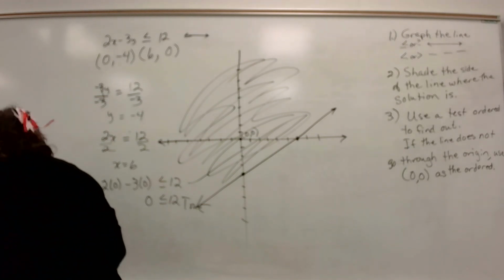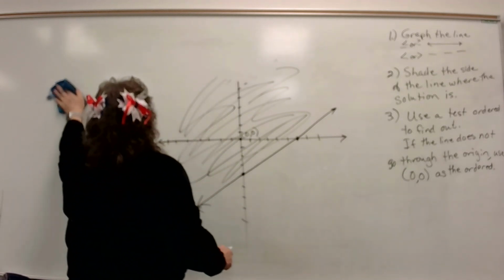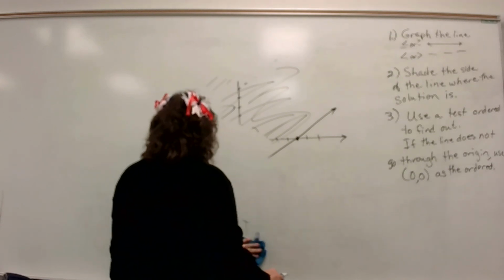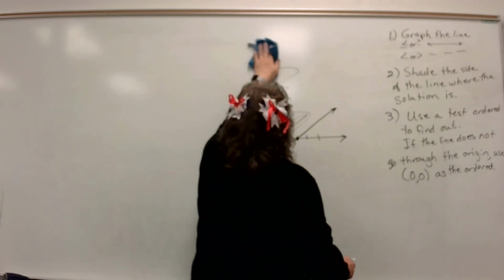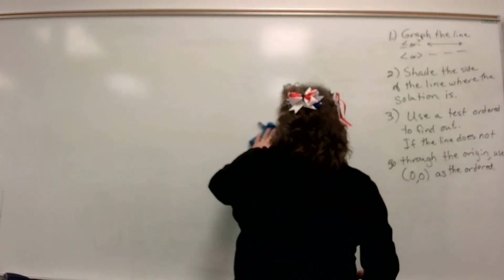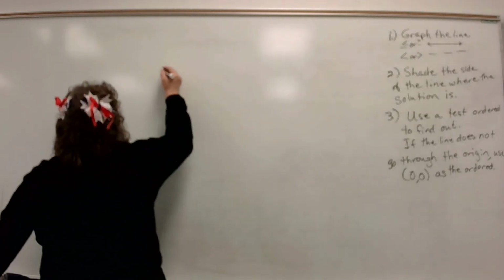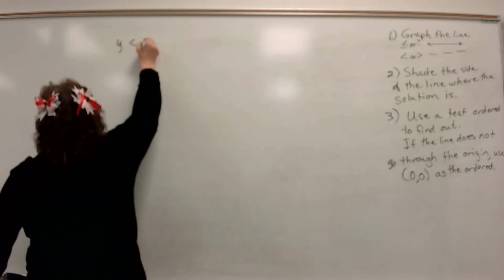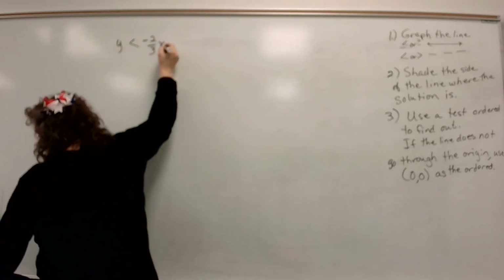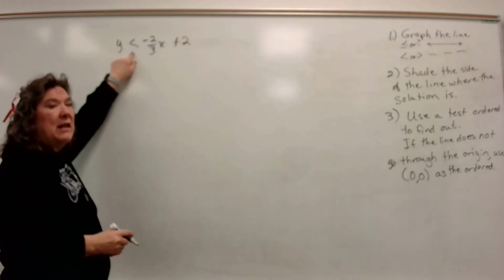We're going to do another one in the slope-intercept form. So you can see the same thing. We can use it whichever way we want. Okay, so we have y is less than negative 2/3 x plus 2. Okay. What kind of line is it going to be?